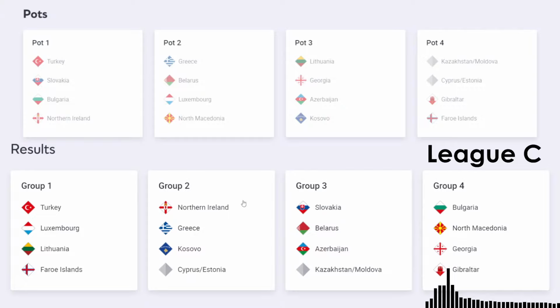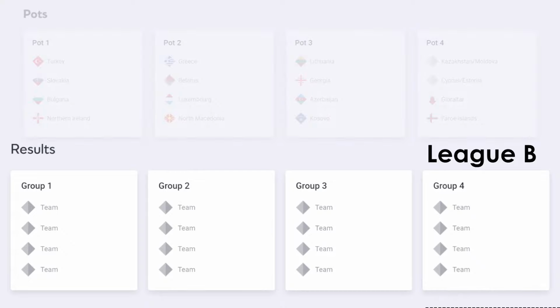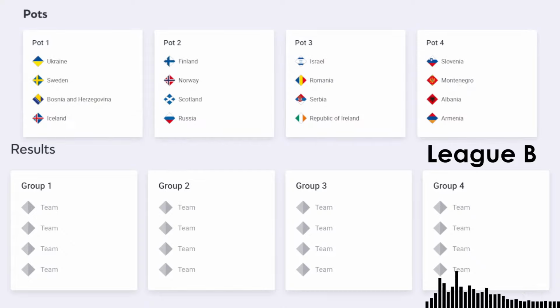Moving on to League B, please. So we are moving on to League B now. We will arrange the teams from League B. From League B, Pot 1, we can see Ukraine, Sweden, Bosnia, Iceland, and in Pot 2, Finland, Norway, Scotland.